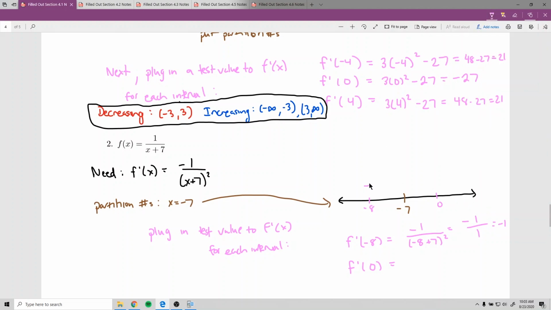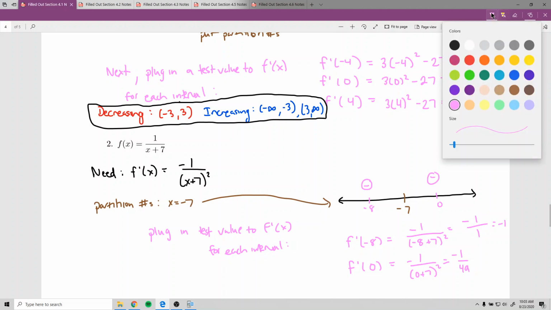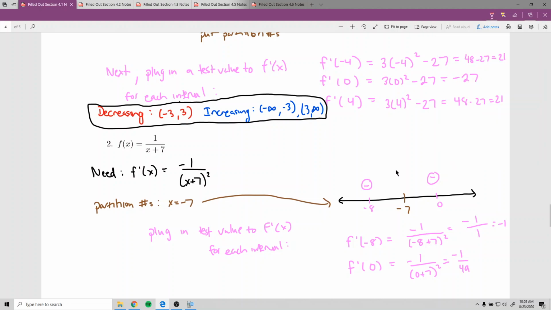All right, so what's happening at -8? We have a negative number, so it's decreasing, which I'll write in afterwards. And then when we plug in 0, we got -1 over 0 plus 7 squared into the derivative. 7 squared is 49. And -1 over 49, which is also negative. It's also decreasing. I used red, so let me do the same thing here. So it's decreasing to the left of -7. It's also decreasing to the right of -7.